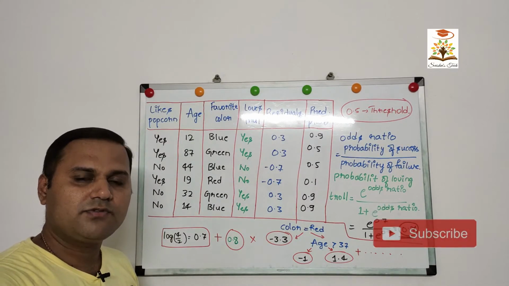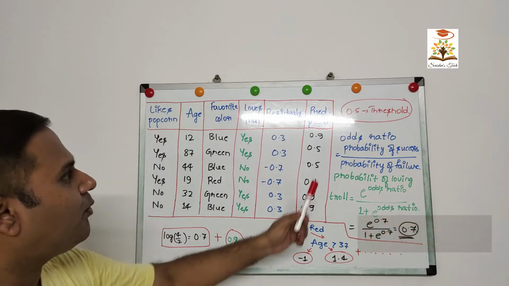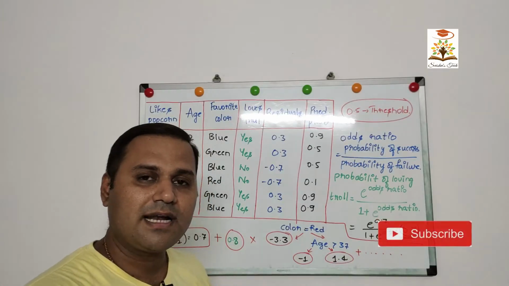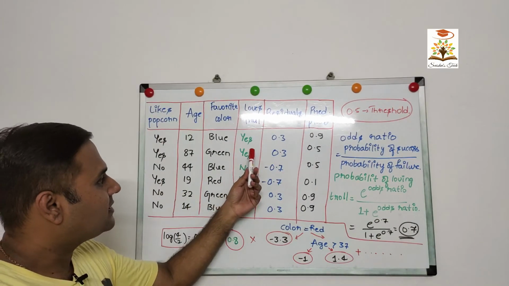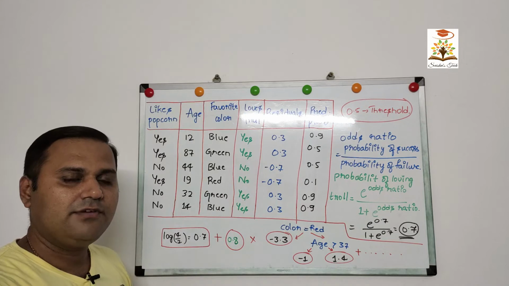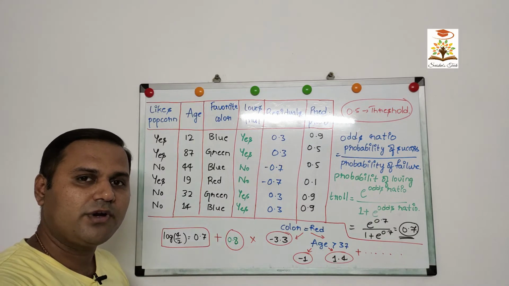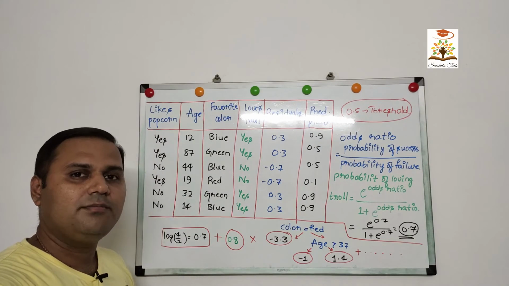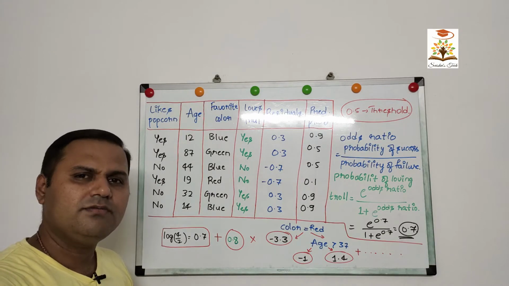We have considered some assumptions like 0.5 as the threshold for classifying the yes condition and no condition. If the value of probability is more than 0.5, it is yes, and below 0.5 it is no, which is a standard one.